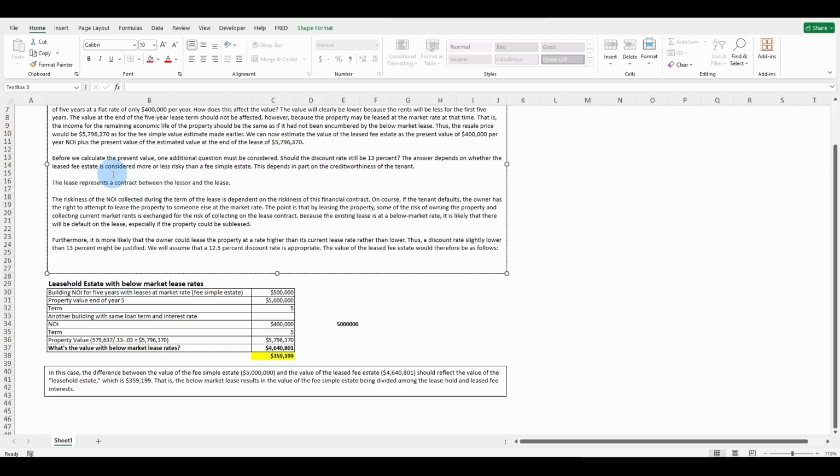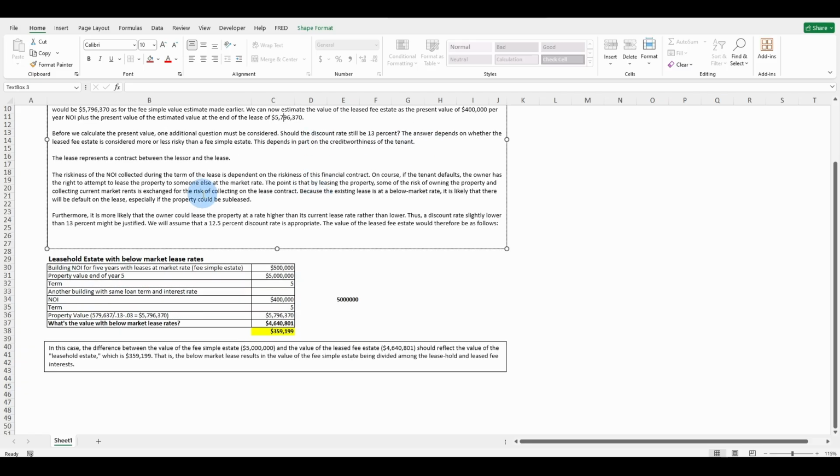When we calculate the present value, one additional question must be considered. Should the discount rate still be 13%? The answer depends on whether the leased fee estate is considered more or less risky than a fee simple estate. This depends in part on the creditworthiness of the tenant.